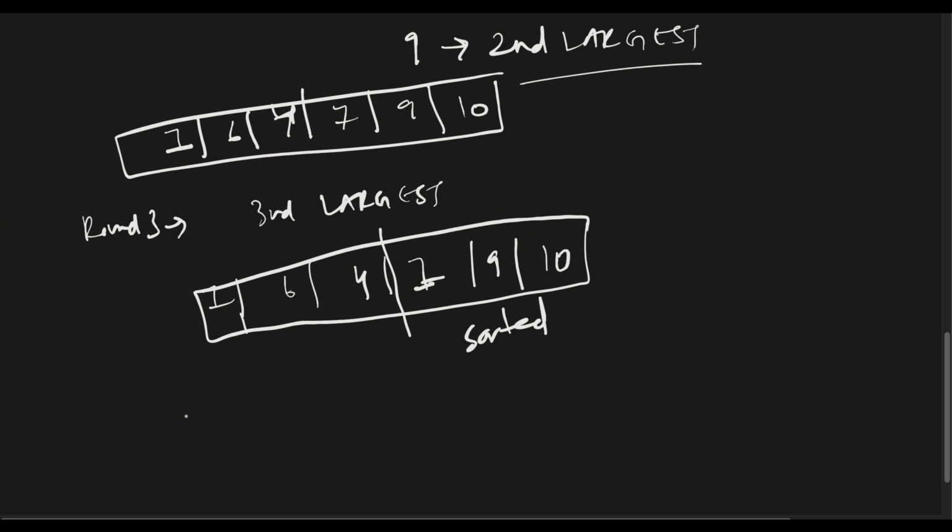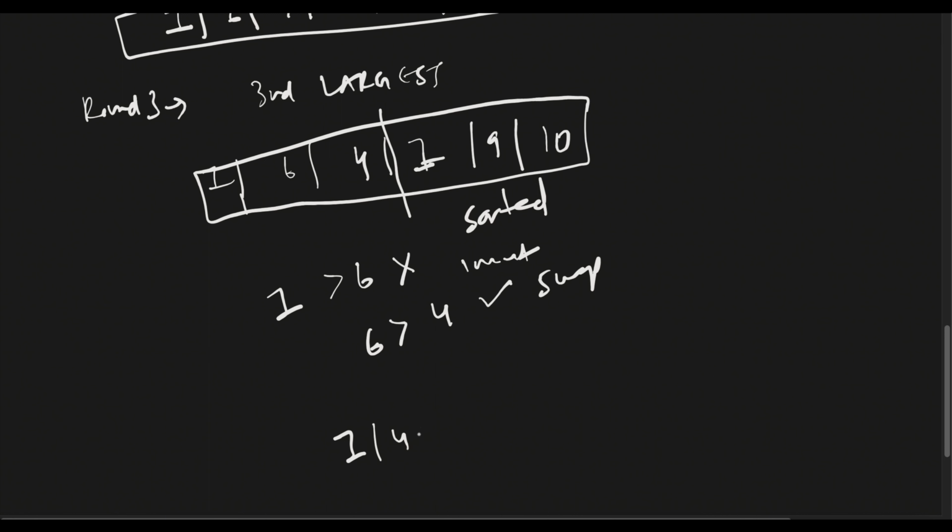What we will do, we will again run our loop. Now I will check, is 1 greater than 6? No. I will increment my loop. I will increment the index. Now I will check, is my 6 greater than 4? Yes. Then do the swapping. So now my array looks like 1, 4, 6, 7, 9, 10.